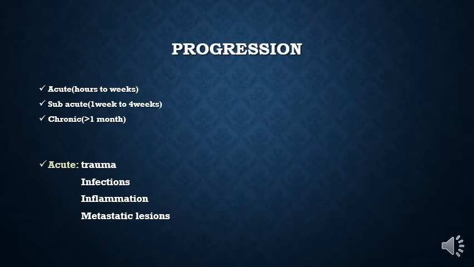Now coming to the progression. In this progression, we should see whether the proptosis is acute or subacute or chronic. Acute is hours to weeks. Subacute means 1 week to 4 weeks. Chronic is greater than 1 month.